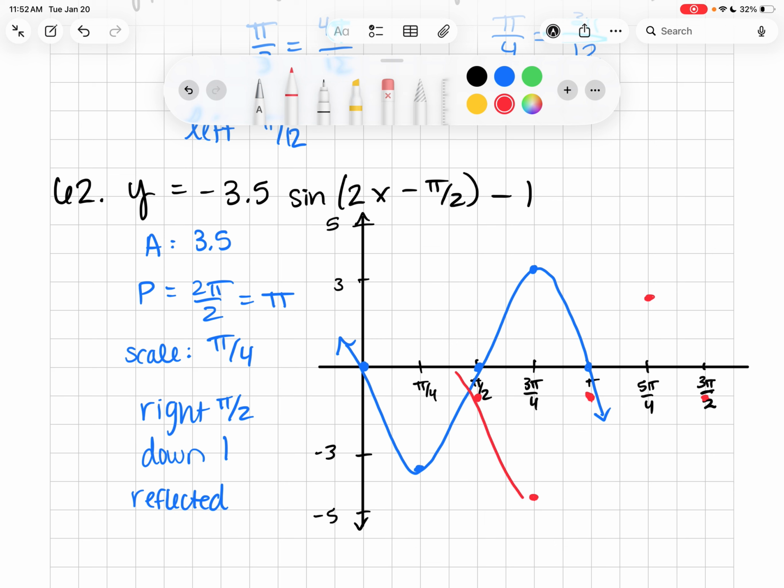And then, again, just make sure that we draw it correctly. So this graph in red would be my final graph there. Any questions about that?